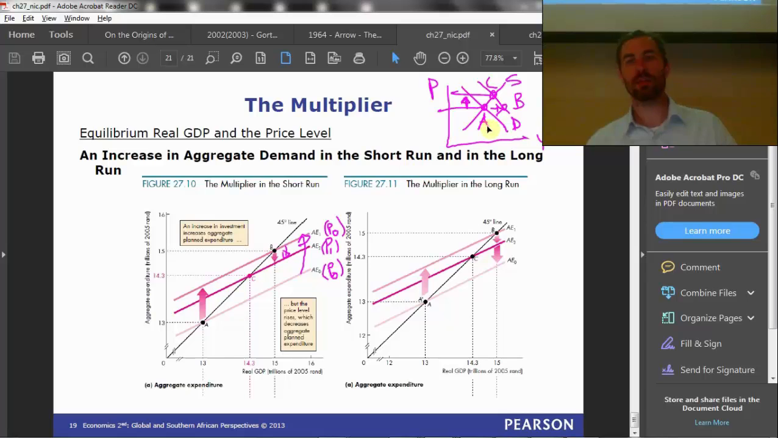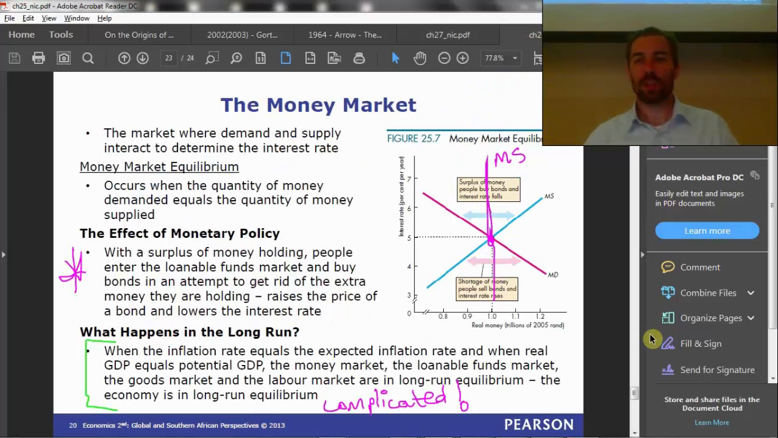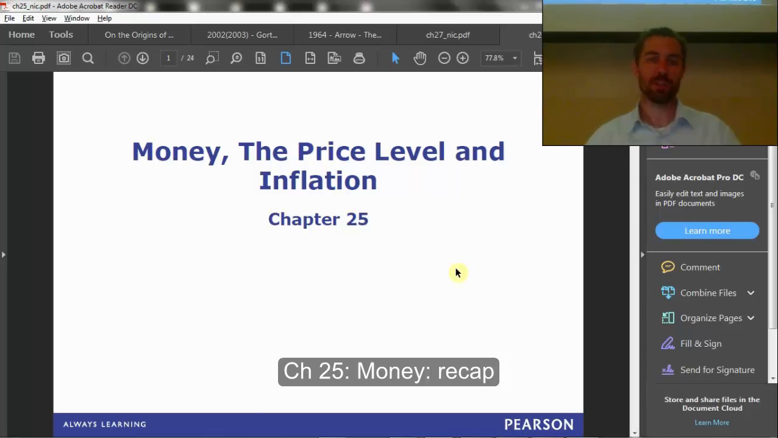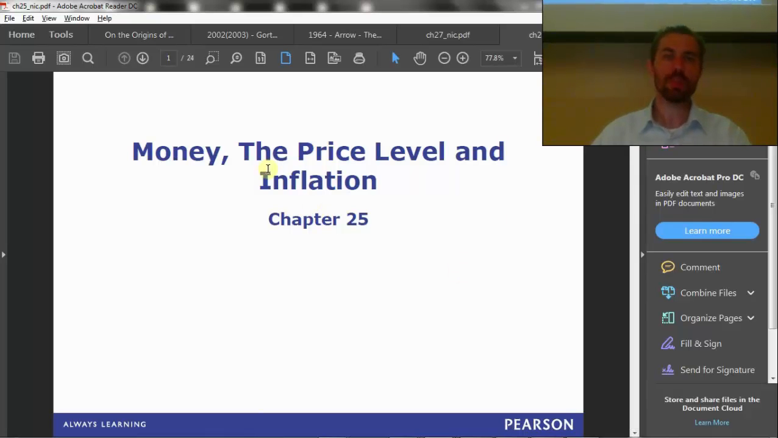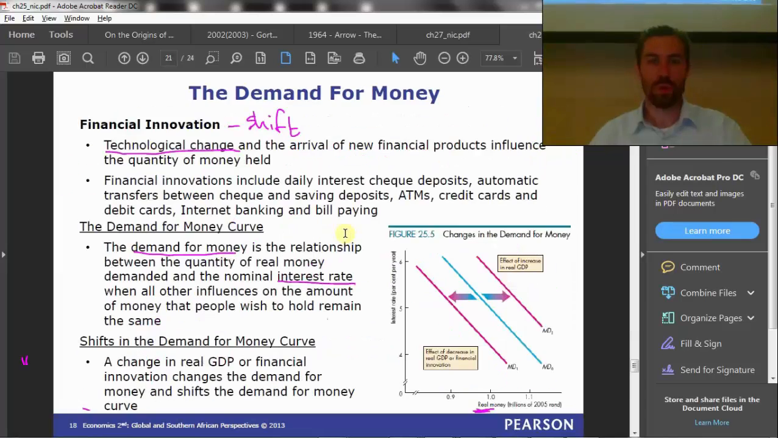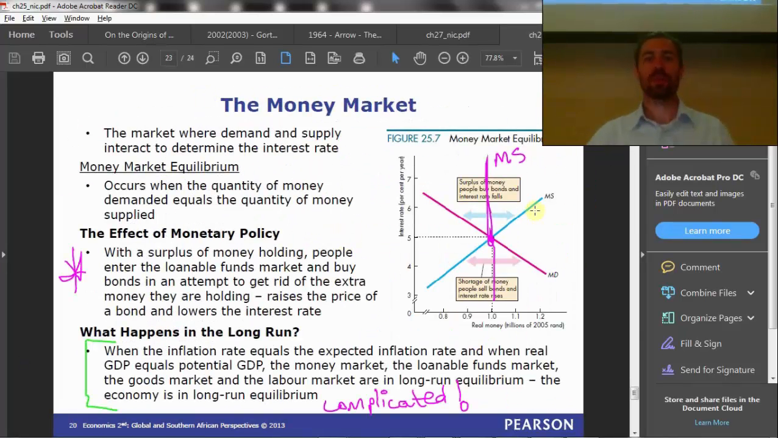We then went back to chapter 25, because we had skipped it initially, just to give Yanni a chance to come and chat to us. We spoke about money, and ultimately we developed a model of the money market. The model of the money market looks like this: we have a money supply curve and a money demand curve.